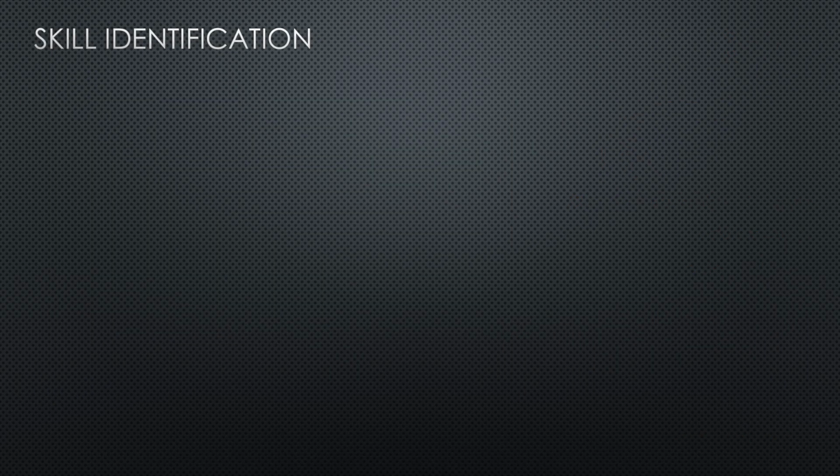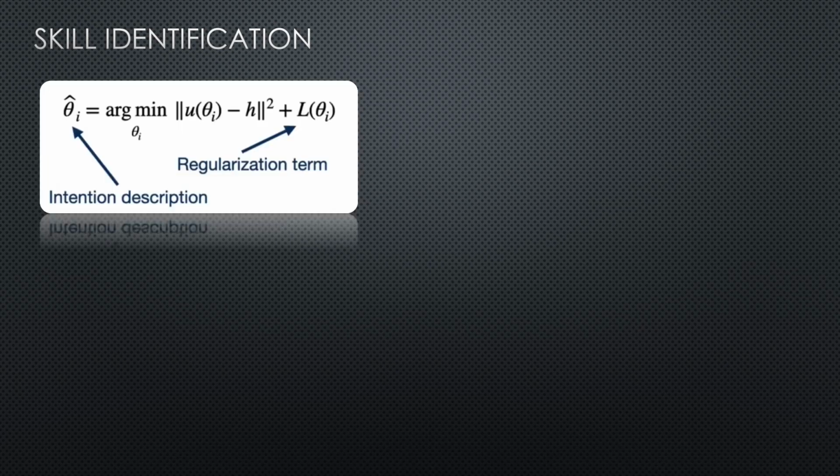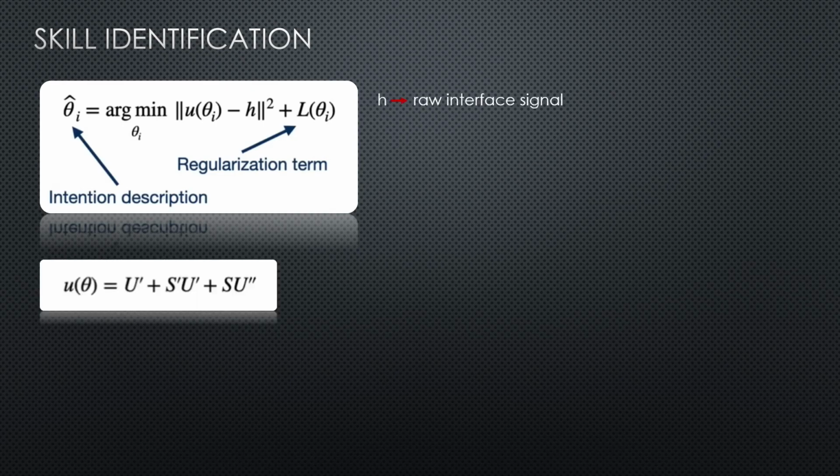Now coming to the main part, which is skill identification. Skill identification is basically done by having a cost function, which is determined by the difference between our control input and the raw interface signal from the joystick. And u is the control action, as I mentioned. So this is solved for different skills, and we choose the skills which offer us the smallest error.